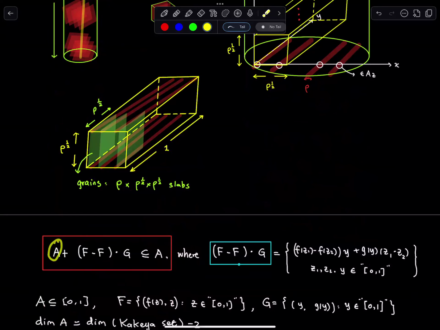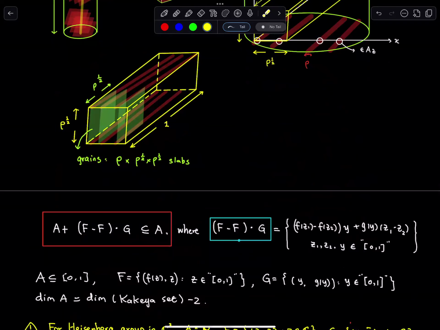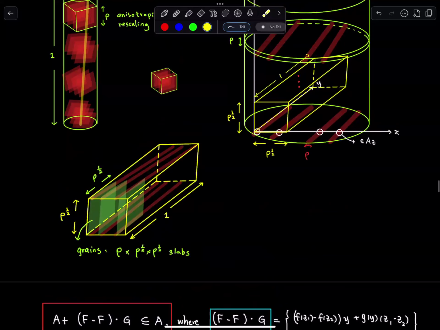Just to give you some intuition, A is the location, and now what is F and G? Now this sum product phenomenon says that F is going to be a one-dimensional set in the plane. So F is small f, z, and z. Z means the height.